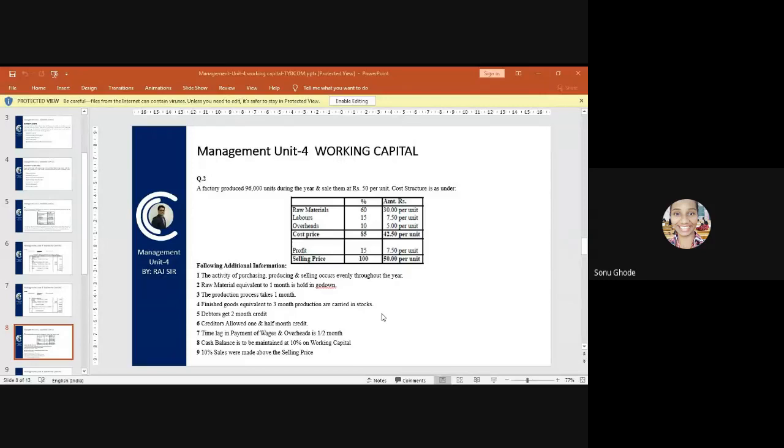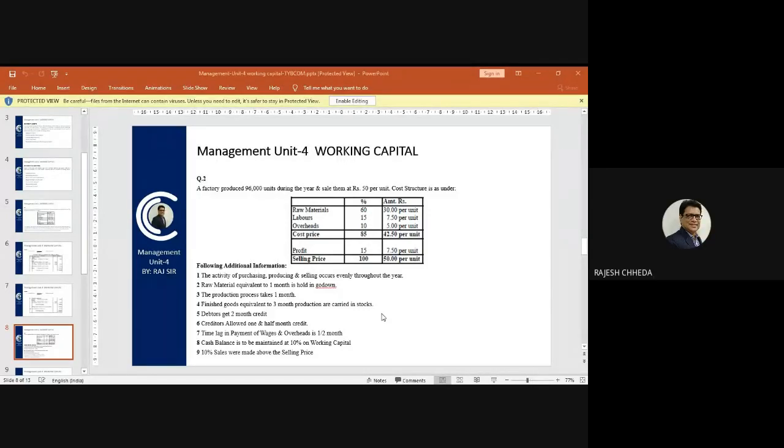Yes, sir. Any student, if any student can repeat for wages, how to calculate wages? Can you tell the calculation of wages? 8,000 into 7.50 into half month. Perfect. And the calculation of overheads? 8,000 into 5 into half month.